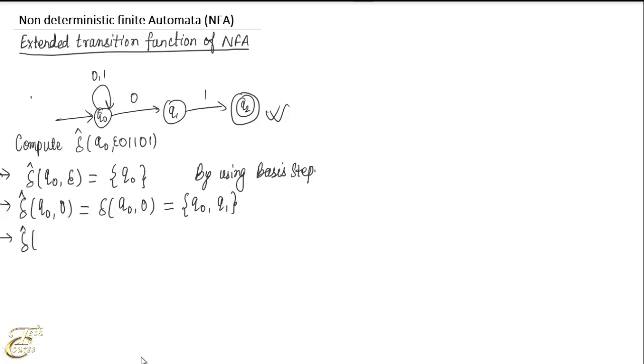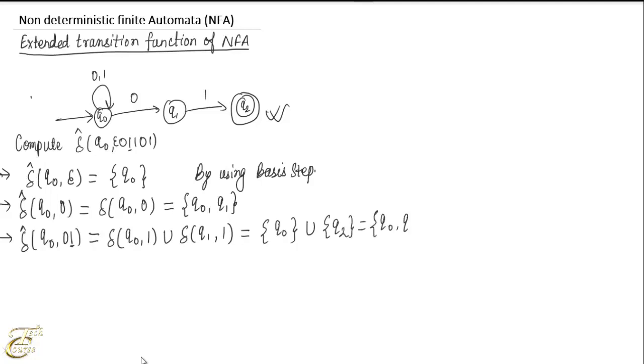Then delta of Q0, 0, and the second symbol 1, which is equals to, now read this 1 in both these state. So we can write delta of Q0, 1 union delta of Q1, 1, which is equals to reading 1 in Q0 state gives Q0 union reading 1 in Q1 state gives Q2. So Q0, Q2.